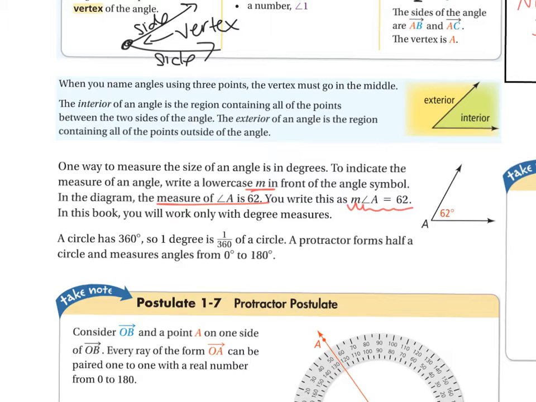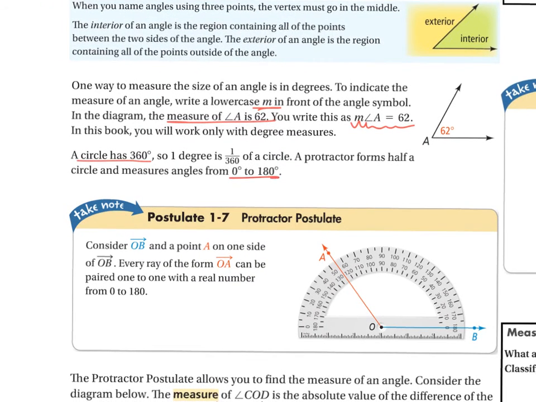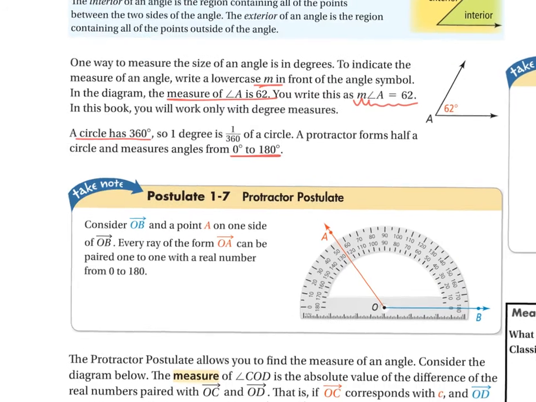So a circle has 360 degrees. And so 1 degree is 1 over 360th of a circle. A protractor, this shape right here, that half circle looking thing, forms a half circle and its measures go from 0 to 180, because half of 360 is 180. All right, we have a postulate.